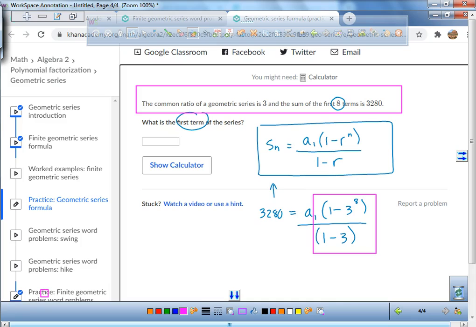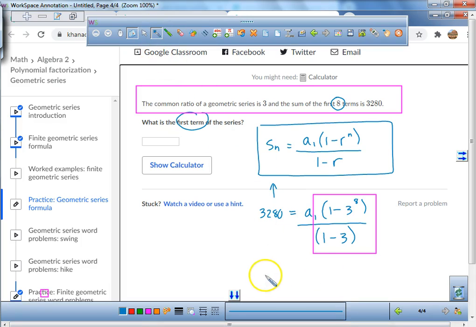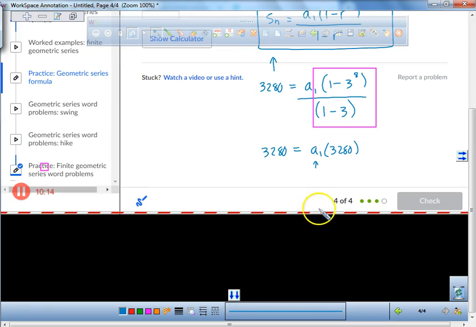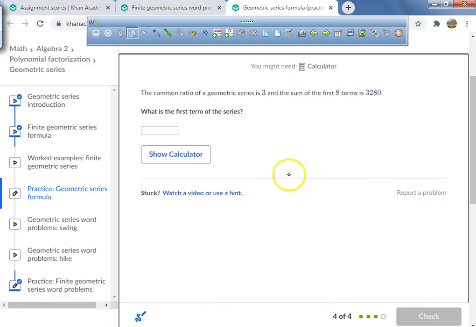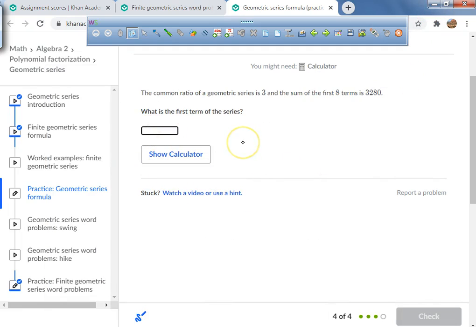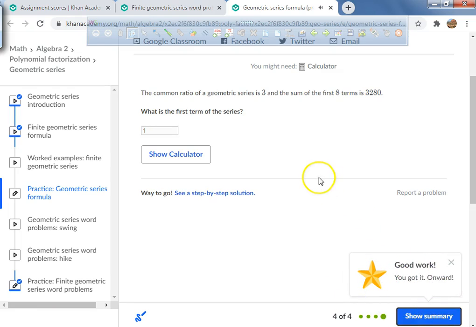3,280. Interesting. Wow. Well, that makes it really easy. So I have A1 times 3,280. So it looks like my A1, not only is it a good steak sauce, but my answer is 1. That's my first term. Interesting. Normally you'd have to divide both sides, but I think we can agree that that's not necessary.